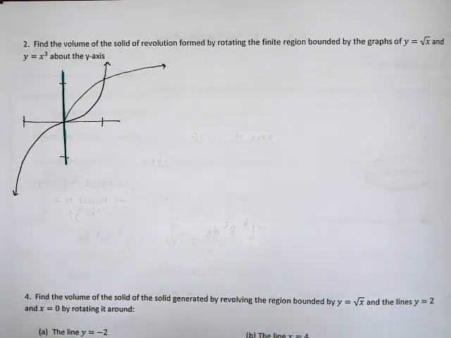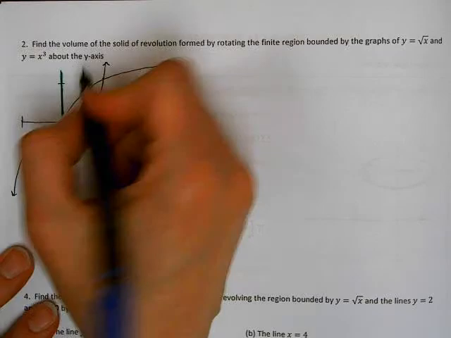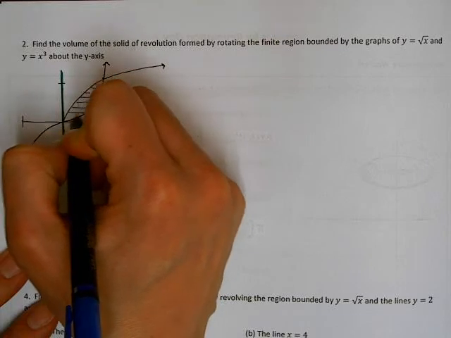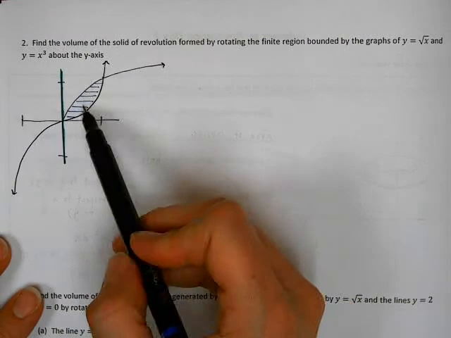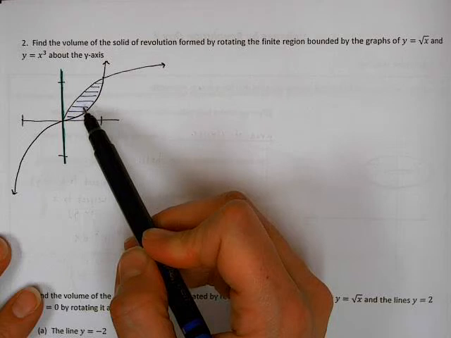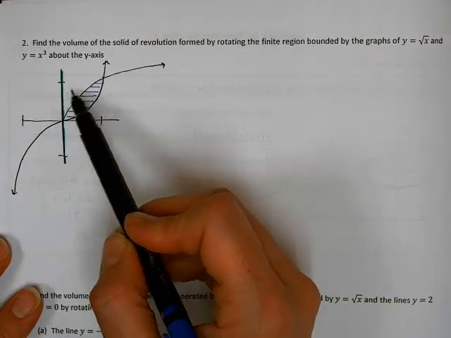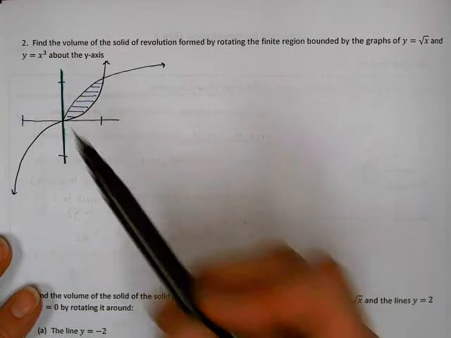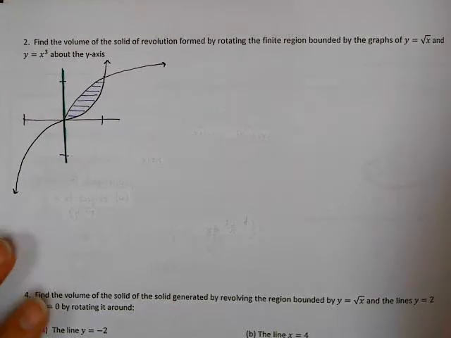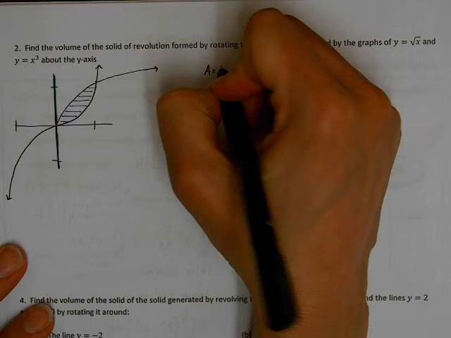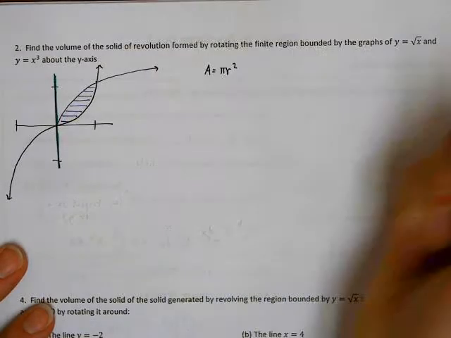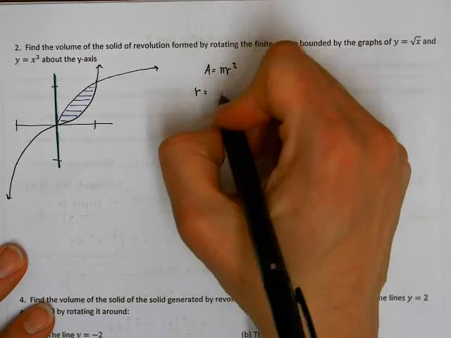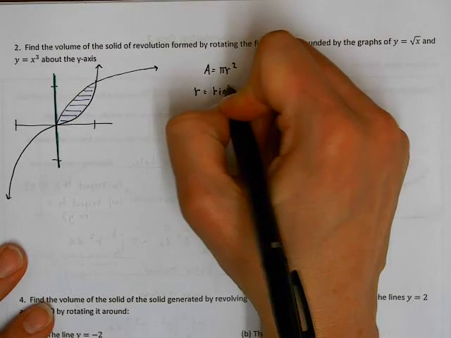So if I'm revolving about the y-axis, I know I'm going to integrate with respect to y. And again, I can see in between this region that I'm revolving and the axis, there's all this blank space, and that's what's going to create my hole and the need for the little r. So again, our formula is A equals pi R squared. Now this time our R, because we're about the y-axis, is right minus left.